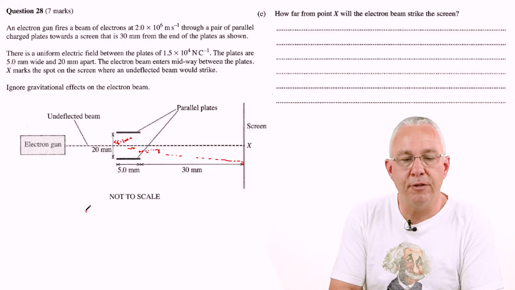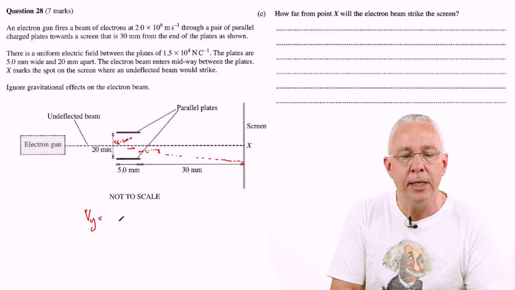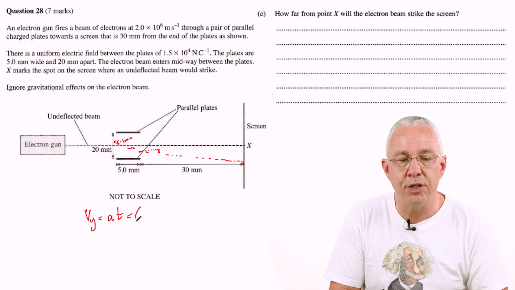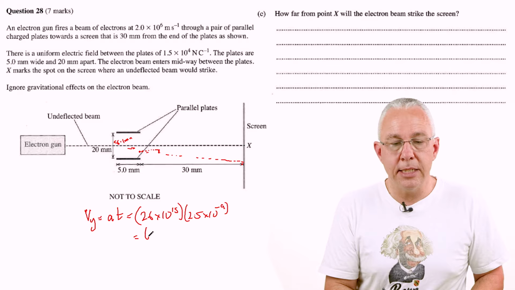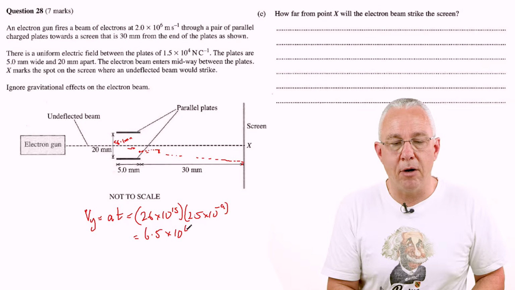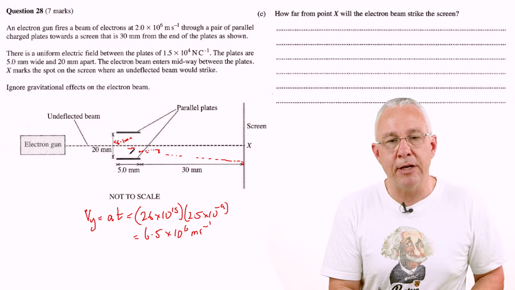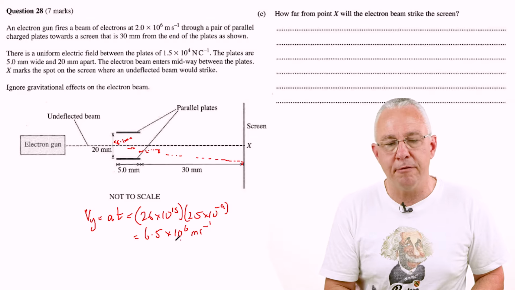Our final velocity, y, is simply equal to u plus at, but u is 0 in the vertical, so we can just simply have at. Now acceleration was 2.6 by 10 to the power of 15. Our time was our 2.5 by 10 to the power of negative 9, and that gives me a value of 6.5 by 10 to the power of 6 meters per second. Now remember, this electron is leaving horizontally at 2 by 10 to the power of 6, and it's moving vertically at 6.5 by 10 to the power of 6.